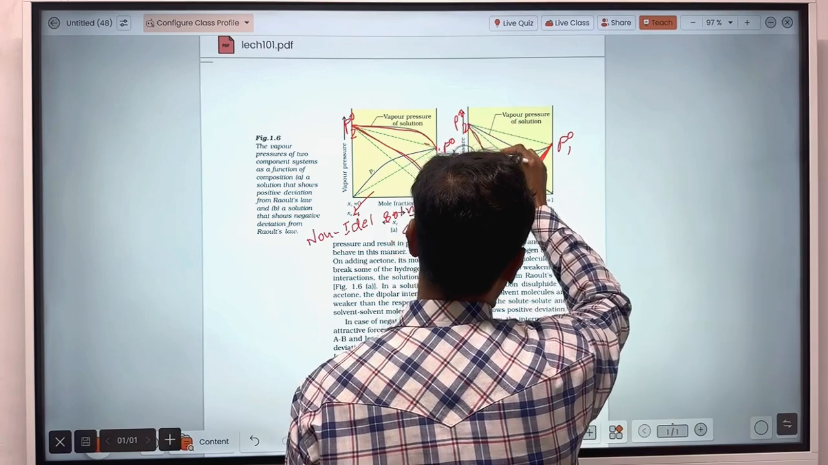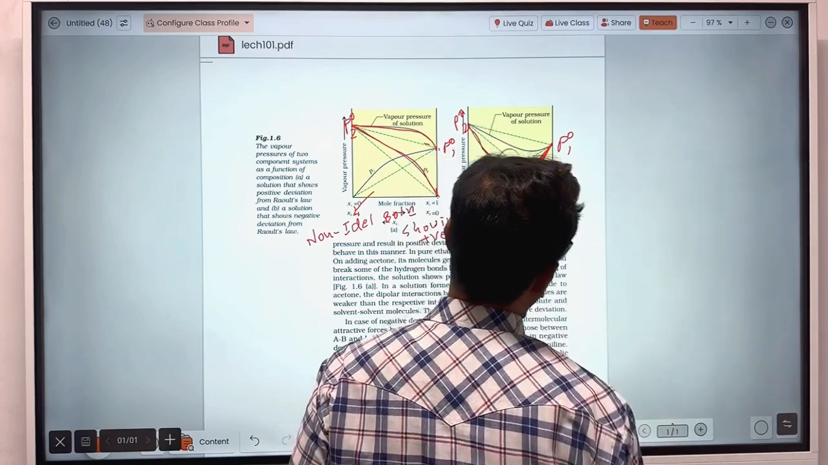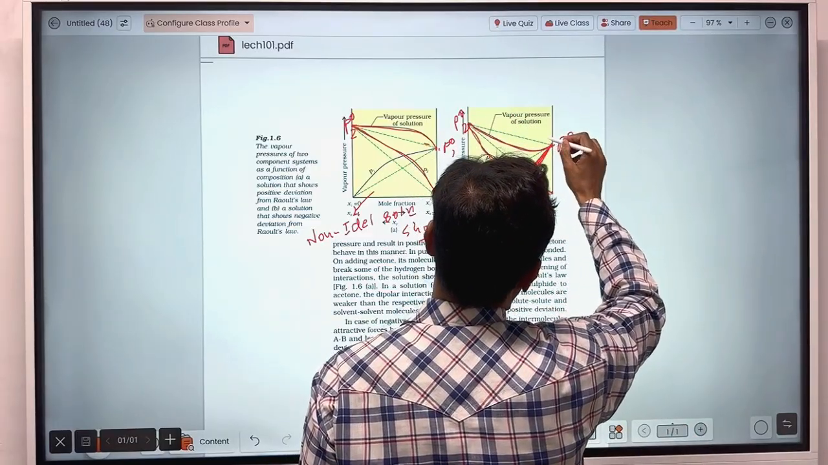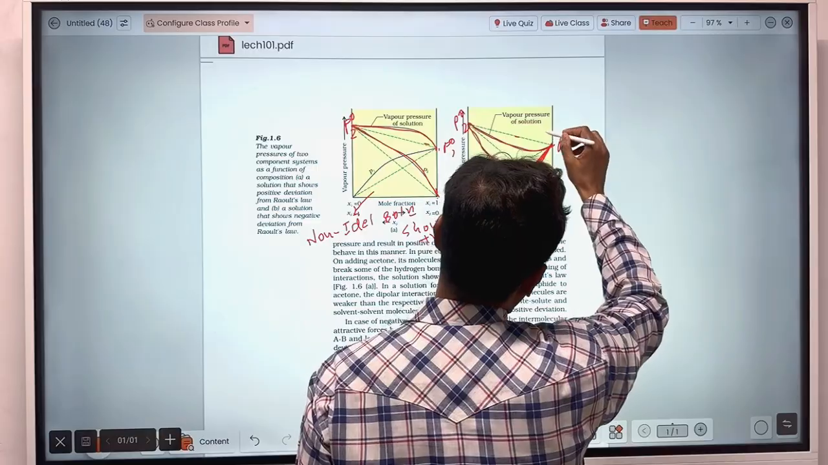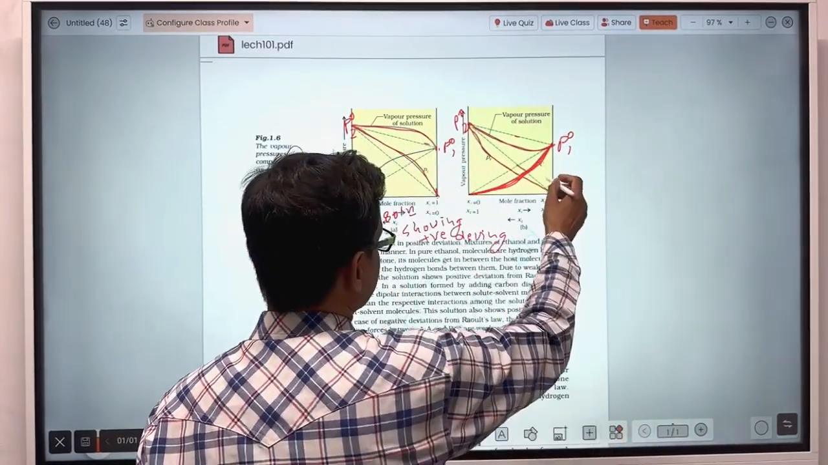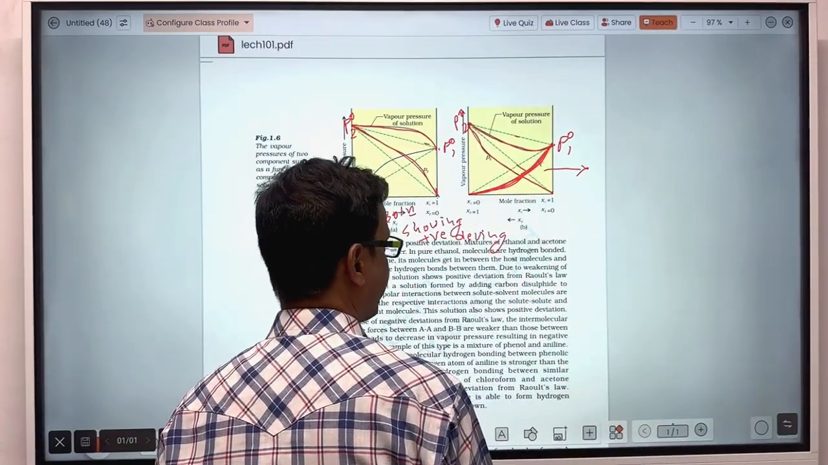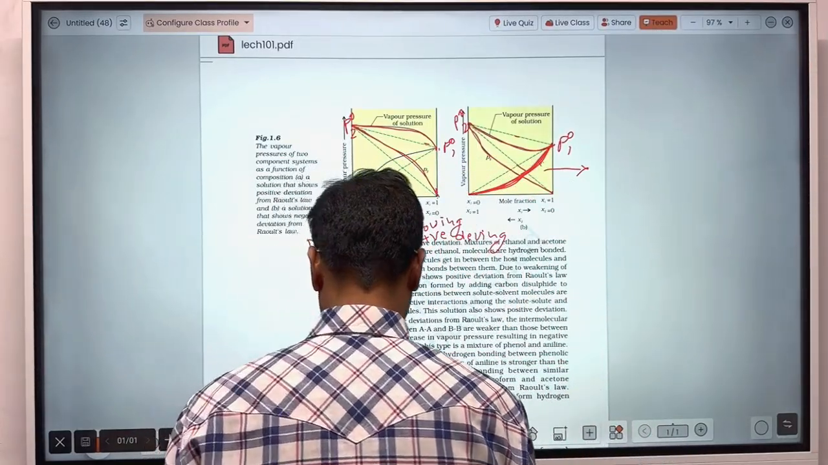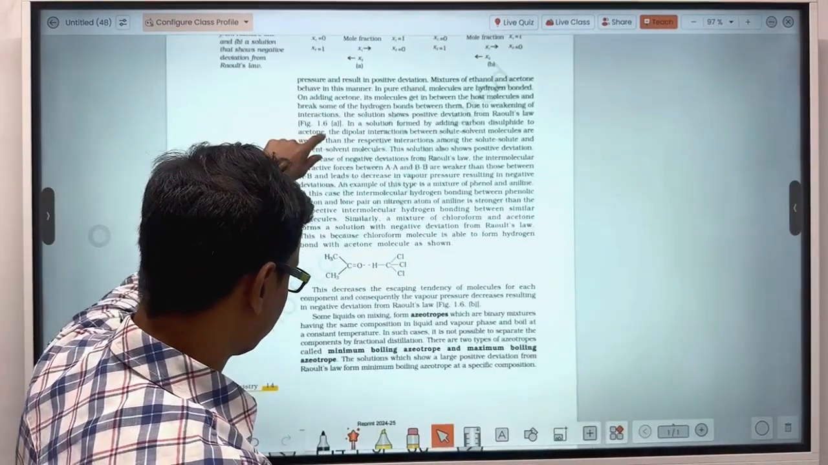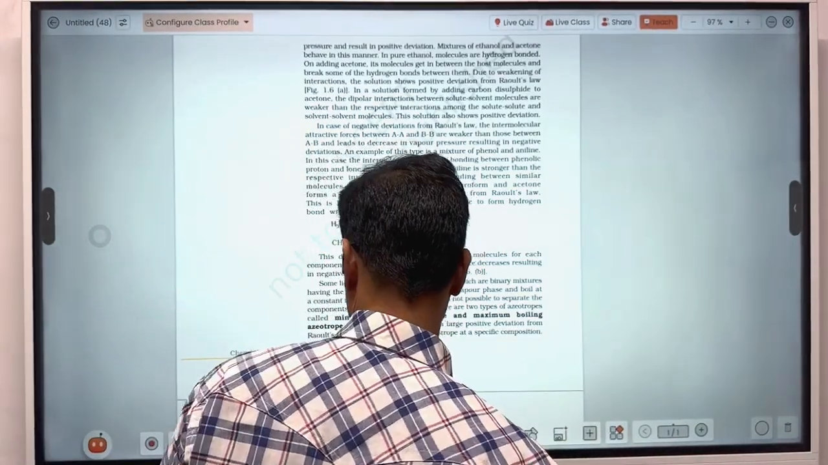Here the vapor pressure of liquid 2 is also lower than expected from Raoult's law, and the total vapor pressure of the solution is also lower than expected from Raoult's law. So this is the graph of a non-ideal solution showing negative deviation. Okay guys, that was about ideal solution and non-ideal solution.